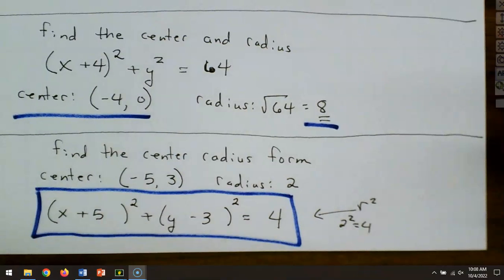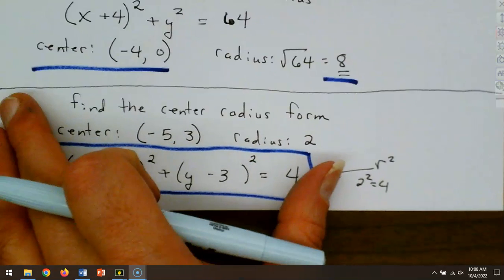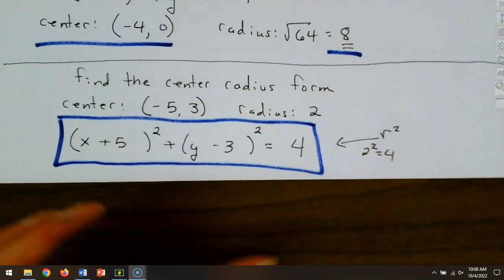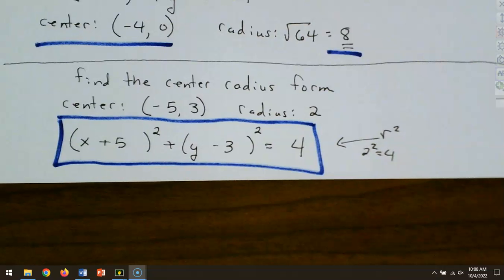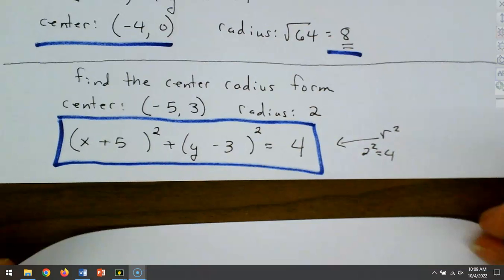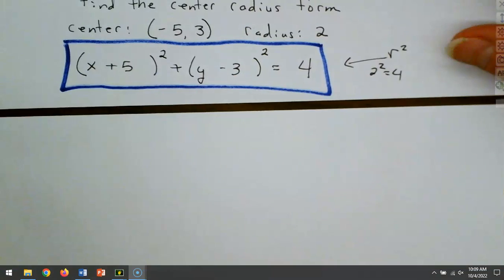Circles are not that difficult either, but a lot of it is new. So some of this is going to be brand new. One more, and then I'll give you a picture, and you're going to have to try and find the equation from a picture. Okay, so one more of these. I'm going to have you find the center radius form.